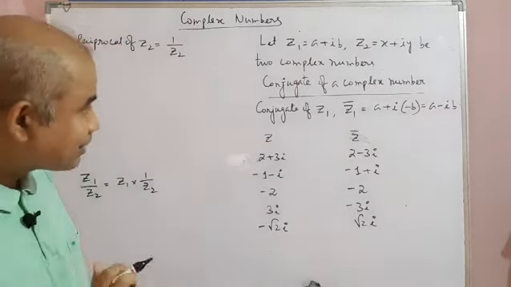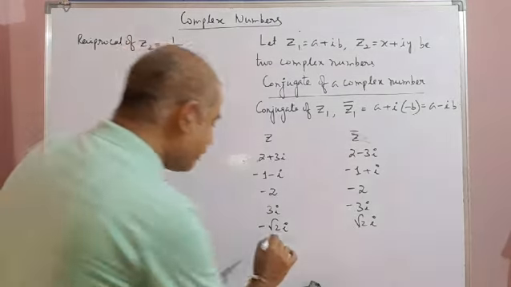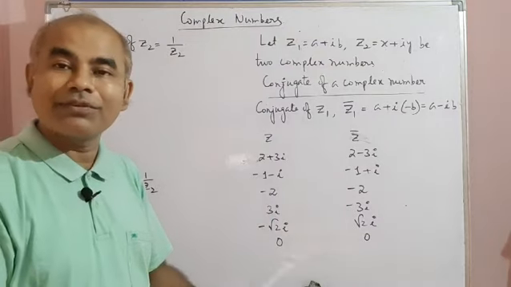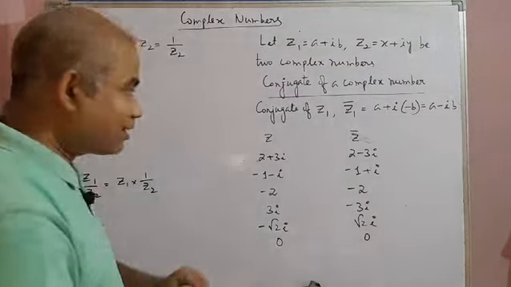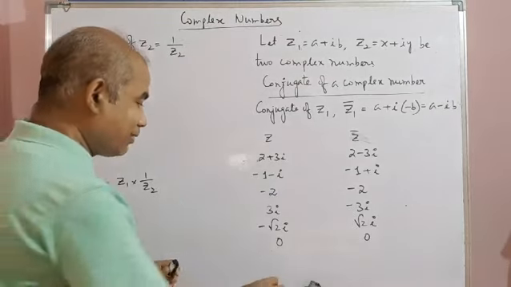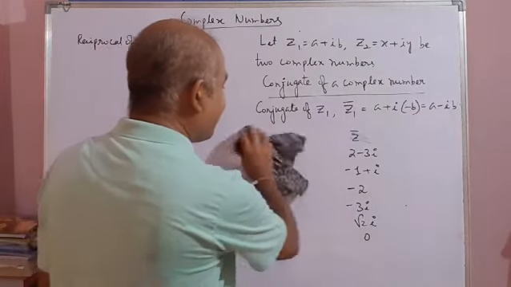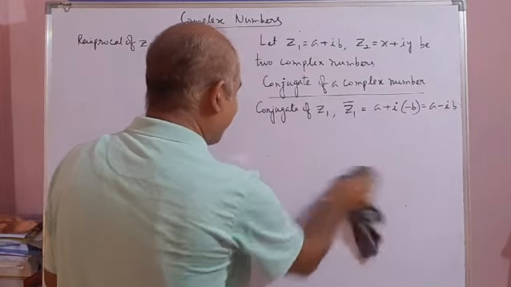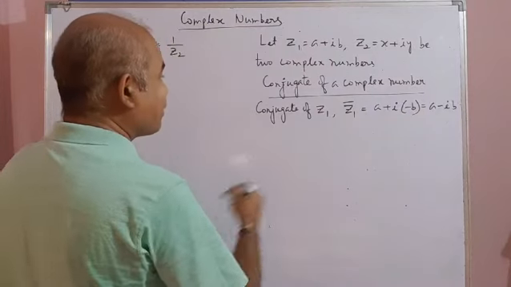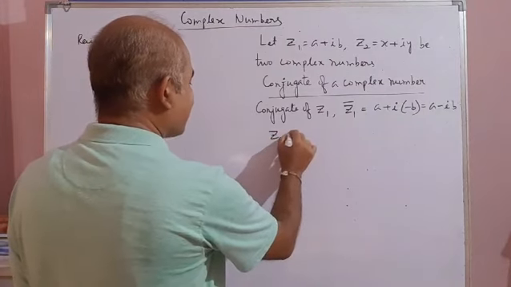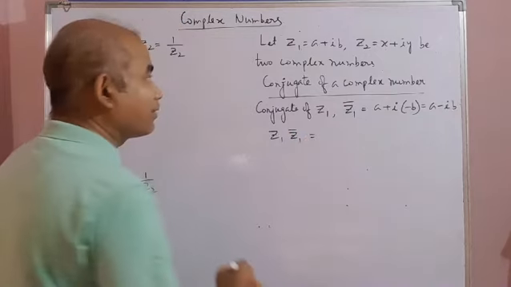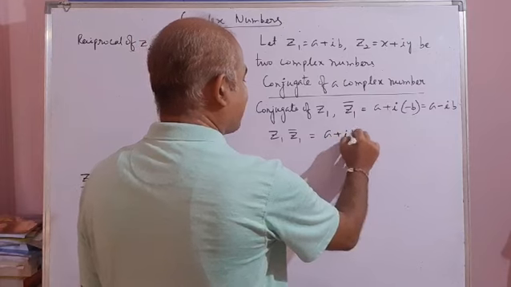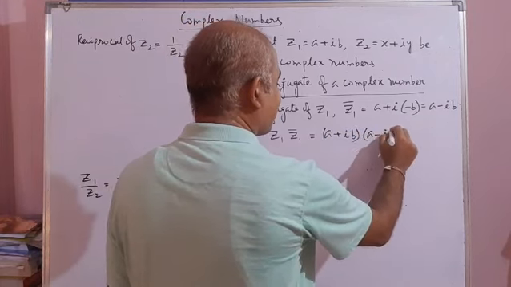I think this much is clear, and if it is 0, then the conjugate is also 0, because 0 is neither positive nor negative, so there is no question of changing its sign. Next, it is the meaning of conjugate. Next thing is, if I multiply a complex number by its conjugate, then what will happen? Suppose I multiply Z1 and the conjugate of Z1. Then I have to multiply A plus iB with A minus iB.